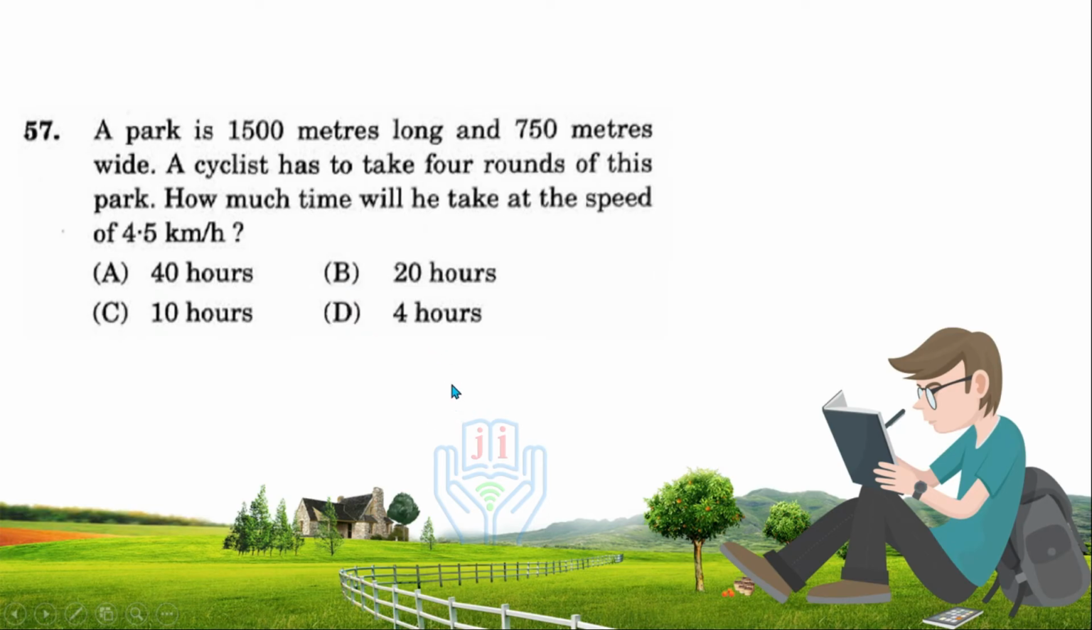A park is 1500 meters long and 750 meters wide. A cyclist has to take 4 rounds of this park. How much time will he take at the speed of 4.5 km per hour? Answer A, 40 hours.